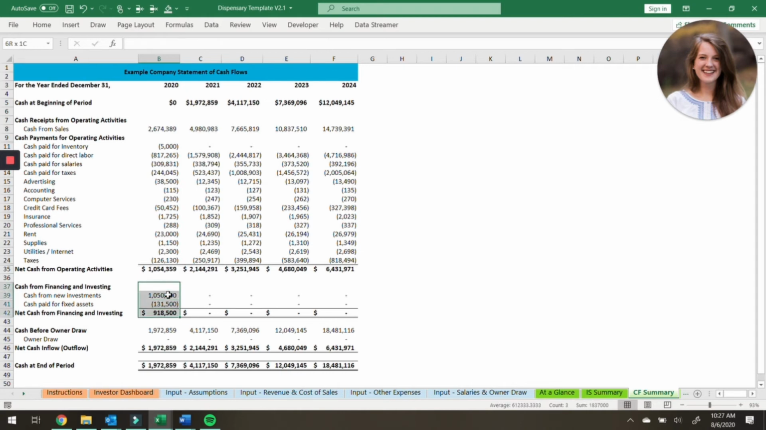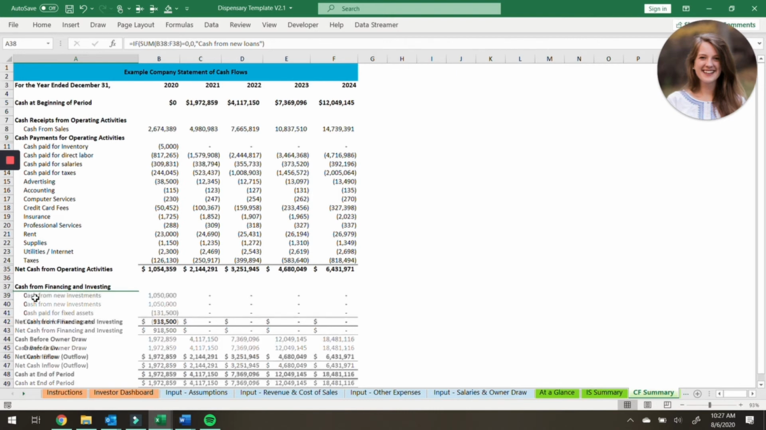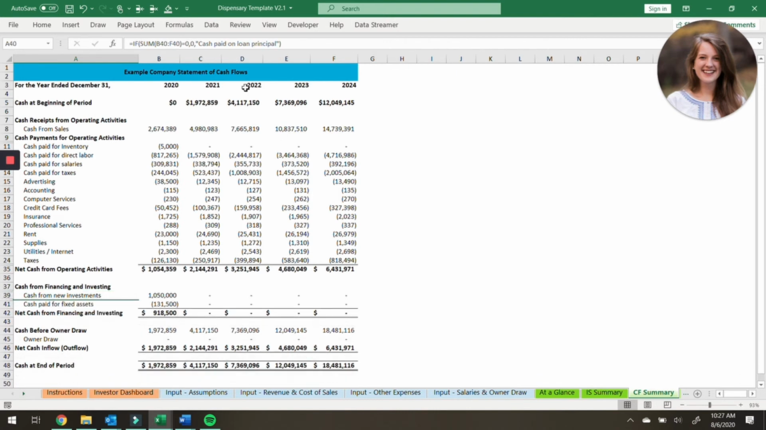You'll also note on a lot of these tabs, there are rows that are hidden, and those are rows that currently don't apply to the model. But this one here is cash from new loans. So if you did have a loan and you're not seeing that, go ahead and try unhiding some rows, and you'll find it there. We keep those hidden just to keep these nice and neat and ready for investor eyes. But if you're missing anything, always check to make sure it's not hidden.